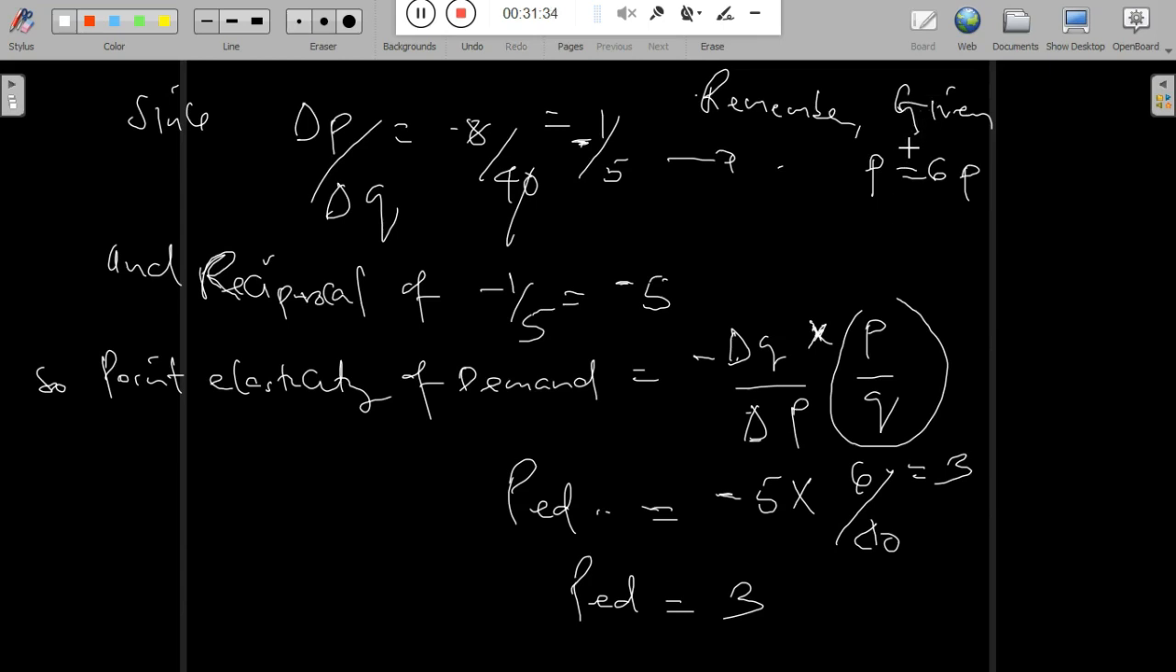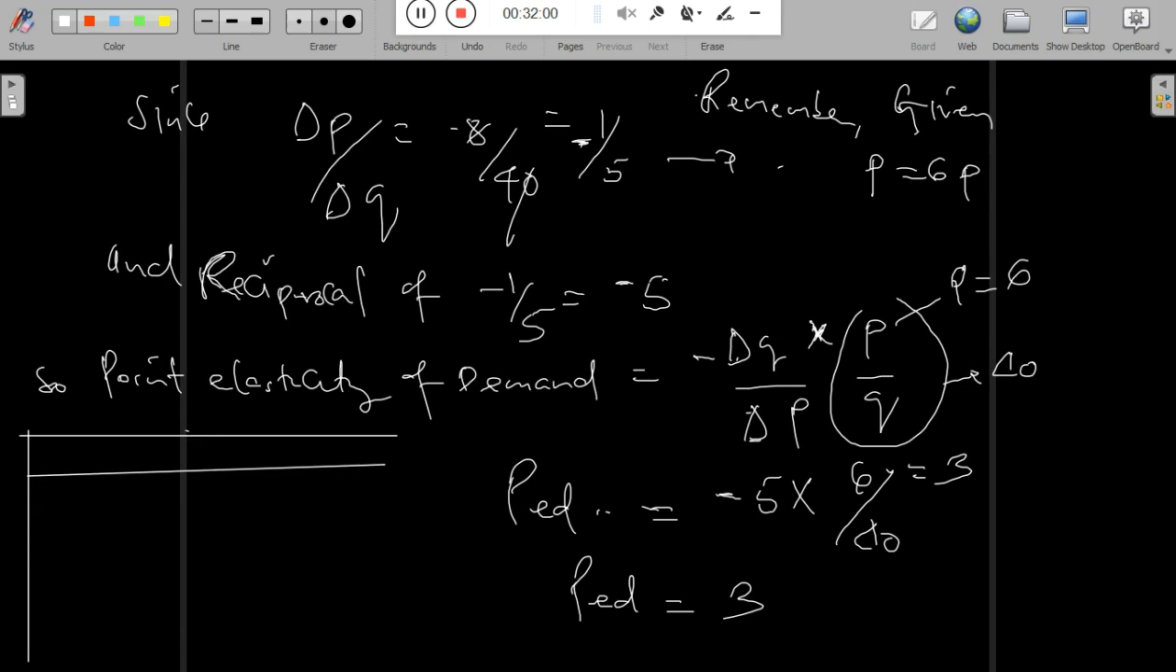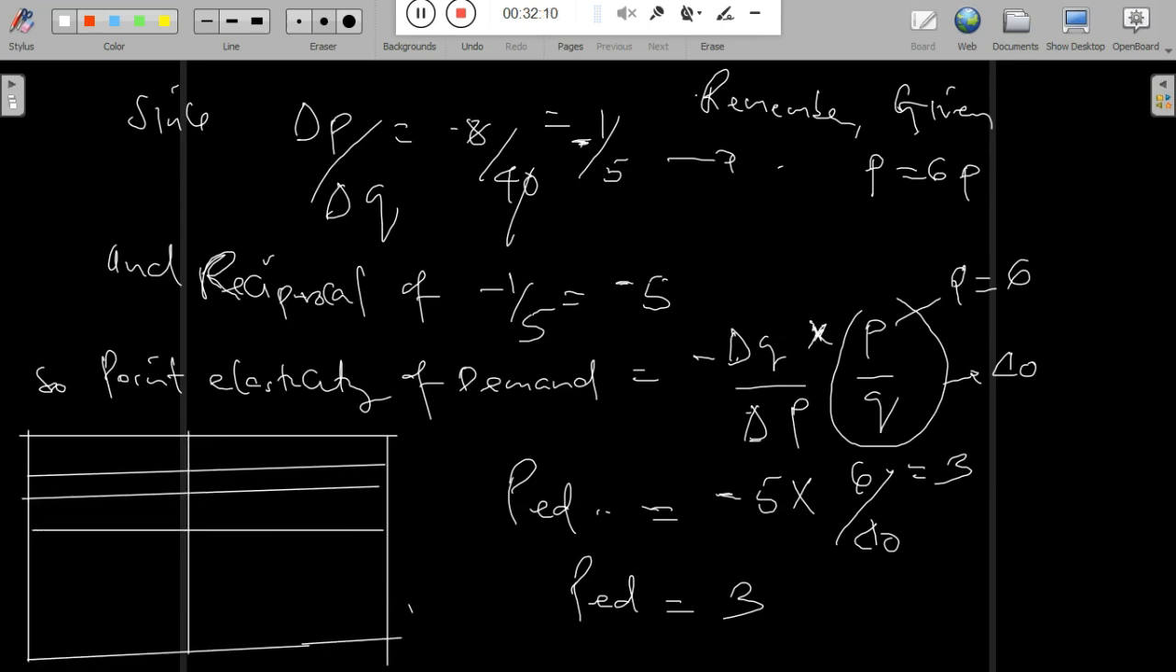So you may ask yourself, where is the data for P, that is 6 over 10, obtained? Remember, we were provided the price, which is 6, and the quantity, that is 10, from the given data sets.